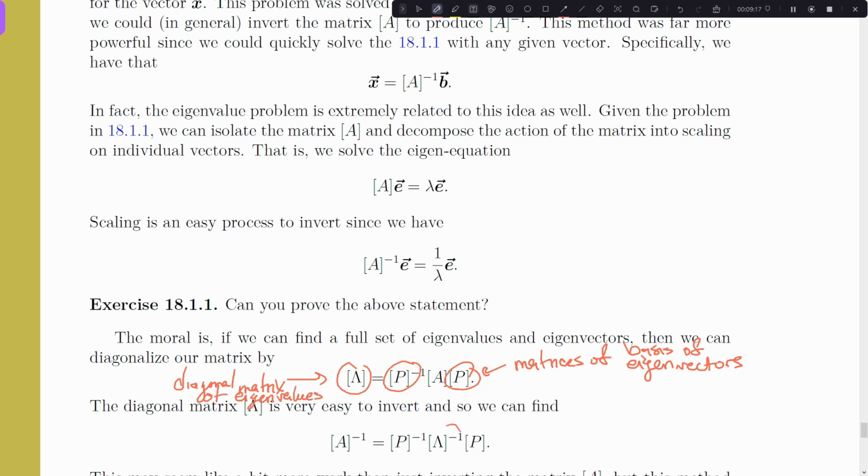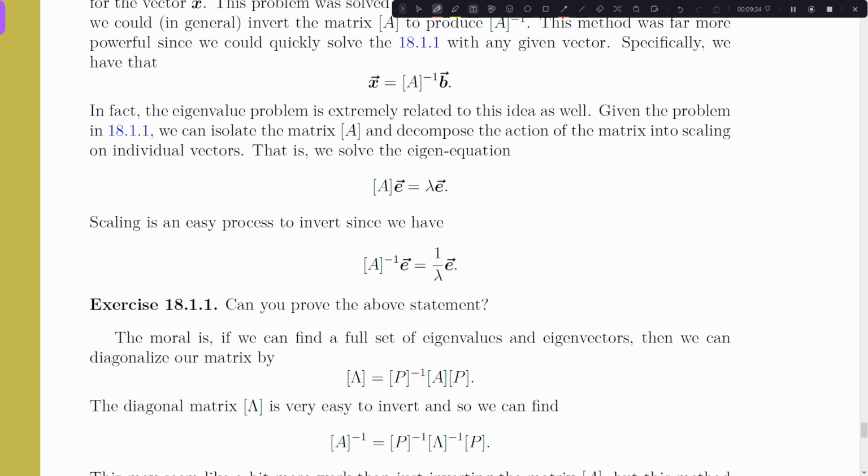And that makes your life really easy because for the inverse, all you have to do is invert the diagonal matrix, which gets inverted by only inverting the eigenvalues. And then you can find A inverse very, very easily. This is actually notated poorly. That should be the inverse right there. But aside from that, you can find inverses of A very easily by inverting the diagonal matrix instead.